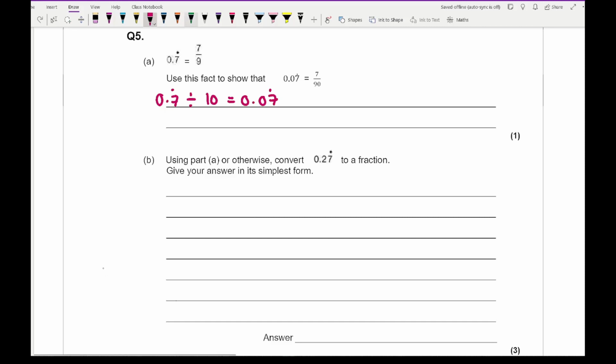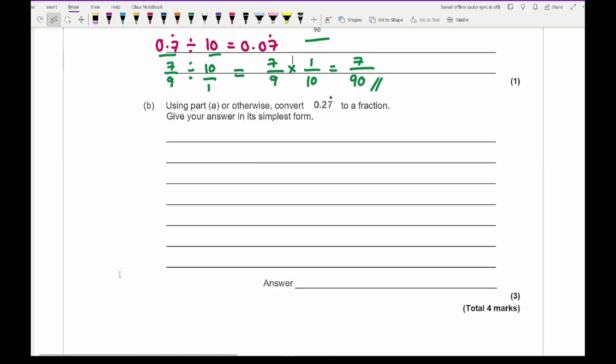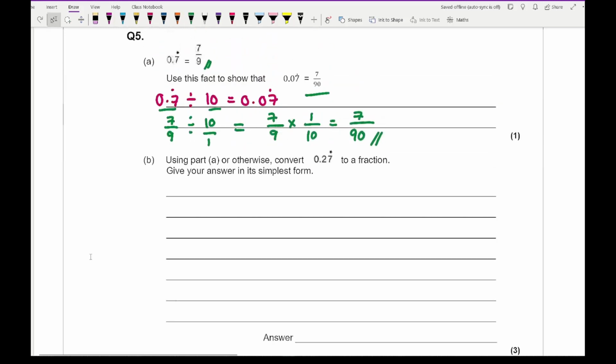Now, if I convert these two numbers into fractions, this is going to be 7 over 9 using the fact, divided by 10, and I'm going to convert that into a fraction as 10 over 1. Now let me just make that a little bit clearer. And so from this, knowing our rules of dividing fractions, we flip the second fraction and turn it into a multiply, and that then becomes 7 over 90, which is exactly what they wanted me to prove.